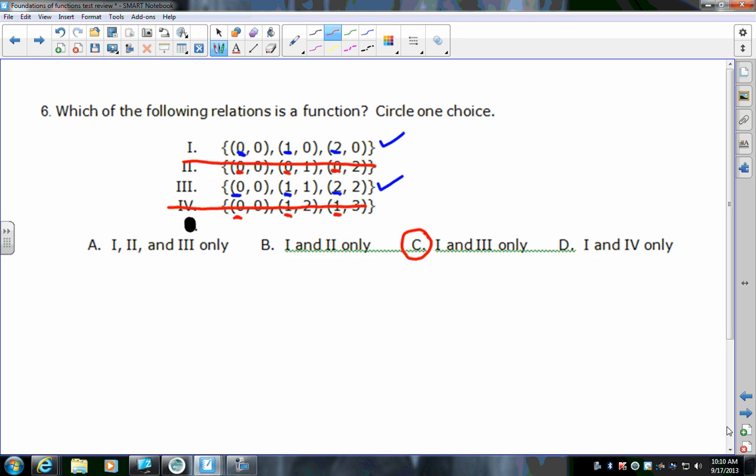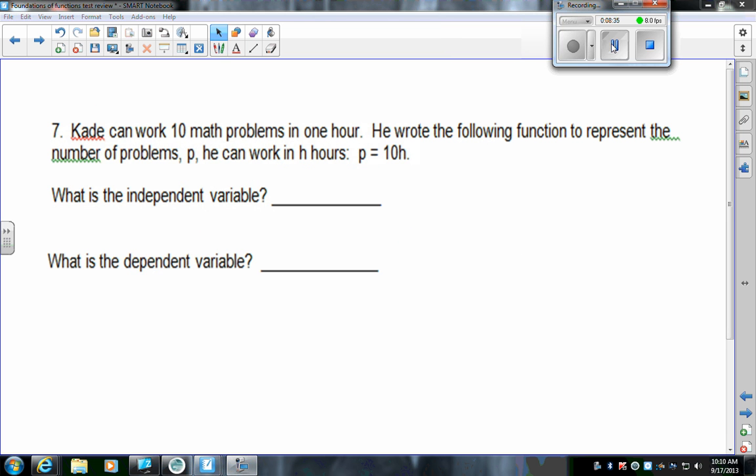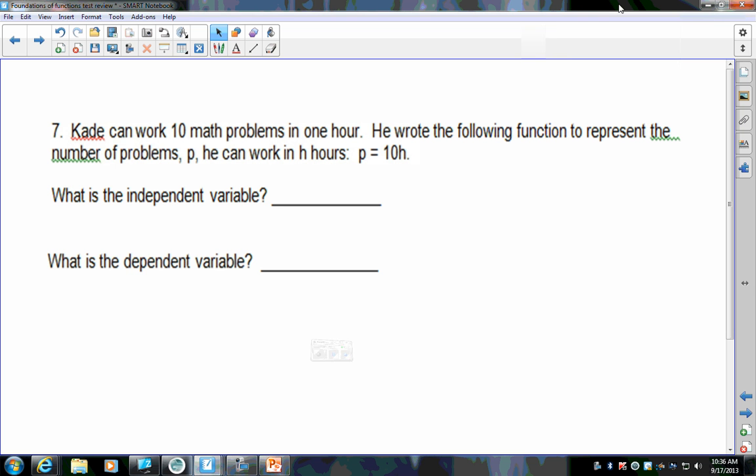On the next one, on number 7, it says Cade can work 10 math problems in 1 hour. He wrote the following to represent the number of problems he can work. It says P equals 10H. That's the same as saying Y equals 10X.